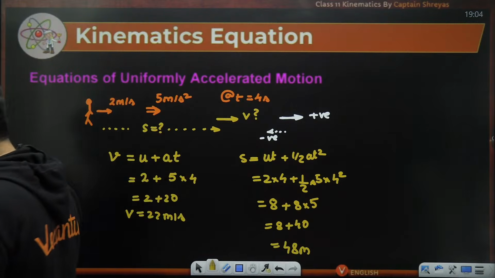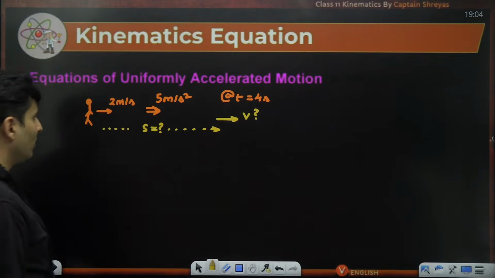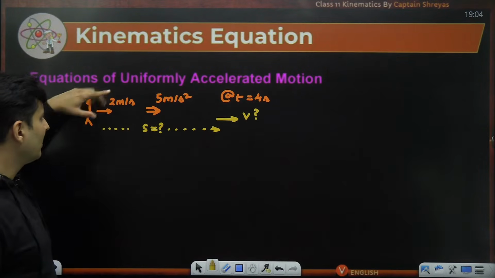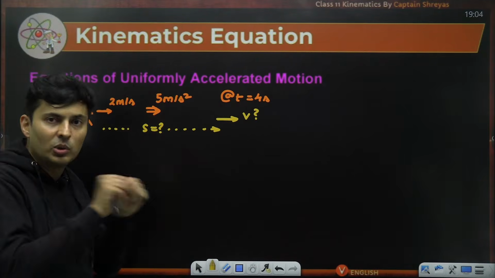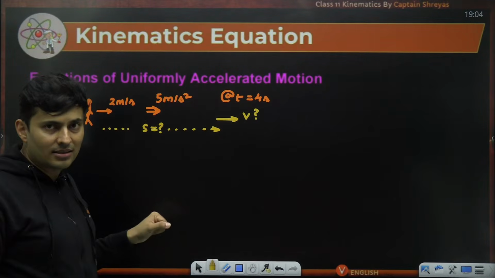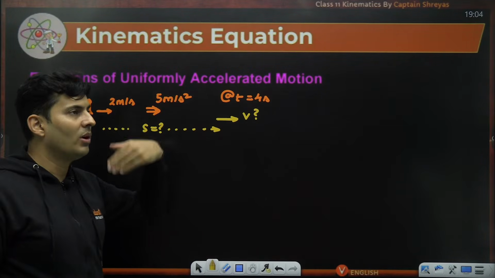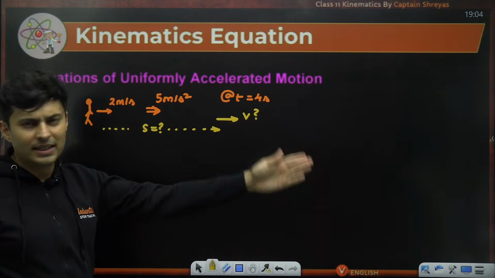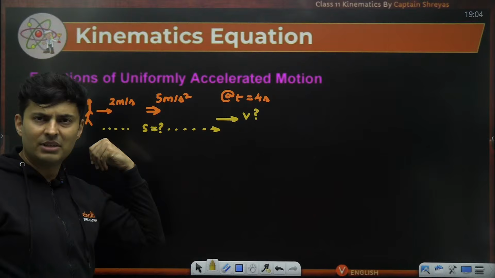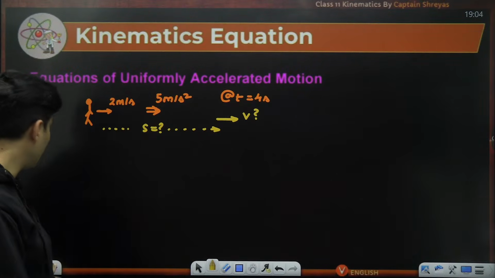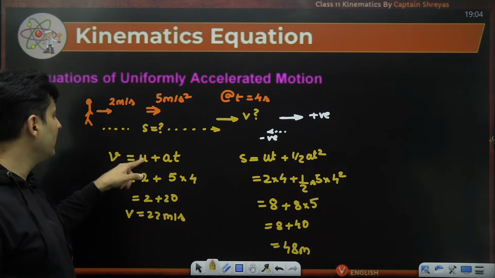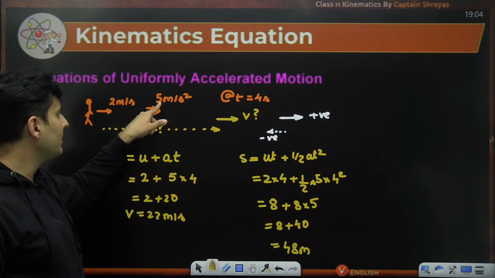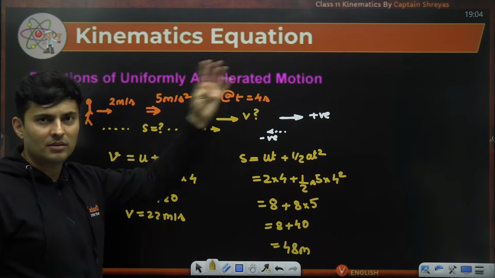So in this, Ankita, all that was asked was, there is some dude over here who was initially moving at 2. He has some acceleration. After 4 seconds, we want to know what is the final velocity and displacement. So I take right side as positive. You can take left also as positive. I've taken right side as positive. So my initial velocity u is 2, acceleration is 5, and the time is 4.